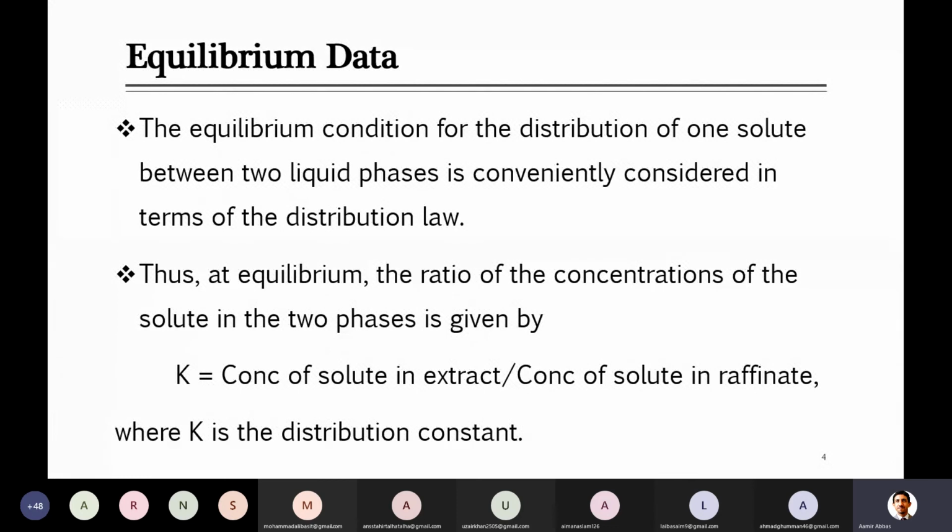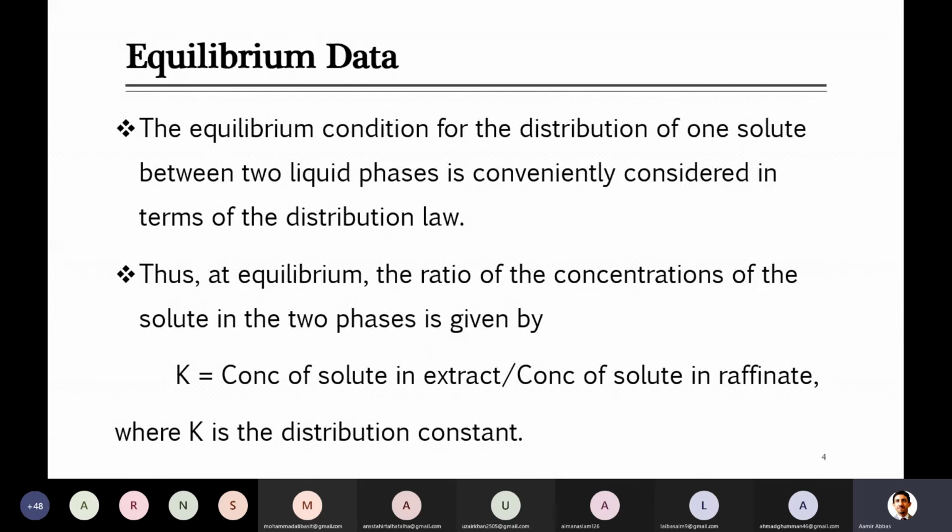If you remember, the extract was shown at the top of each equipment and the raffinate at the bottom, but I told you that is not necessary. It depends on the density: the denser one will be at the bottom and the lighter one will be at the top. In most books, and it is convenient, they usually use the extract at the top and the raffinate at the bottom, but it is not always the solvent going to the top and the feed going to the bottom. They will be separated depending on the density.